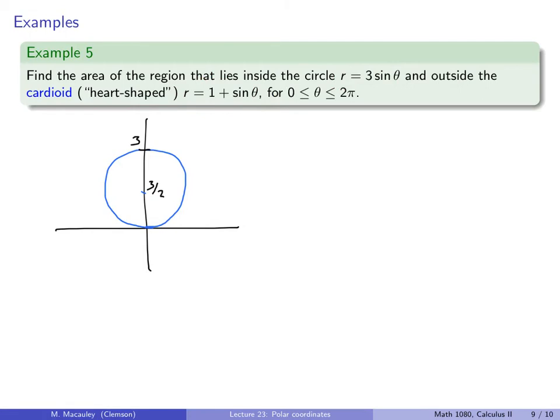So this is the set of all points where the radius is 1 plus sine theta. Okay, so the largest this can be is 2, right? Sine theta, the largest that ever is 1. And sine theta is equal to 1 when theta is 90 degrees. So in other words, when theta is pi over 2, or on this ray, then r equals 2. So let's try that.